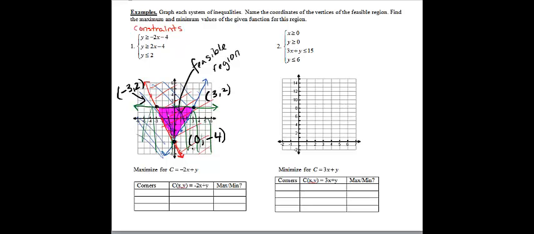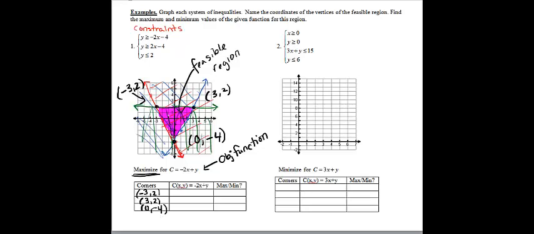My objective function is given here. For my objective function, I'm told whether I want a minimum or a maximum. In this case, I want a max. So I'm trying to maximize this function. This function is c equals negative 2x plus y. My corners, or my vertices, are these 3 that I found here. So negative 3, 2, 3, 2, and 0, negative 4.